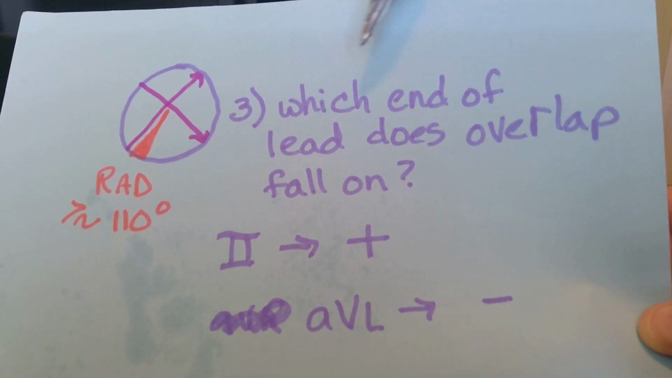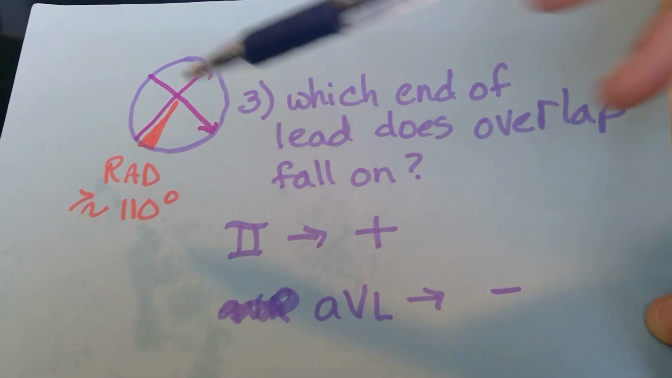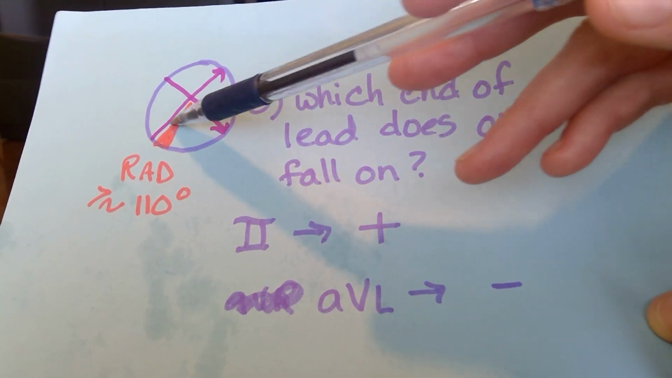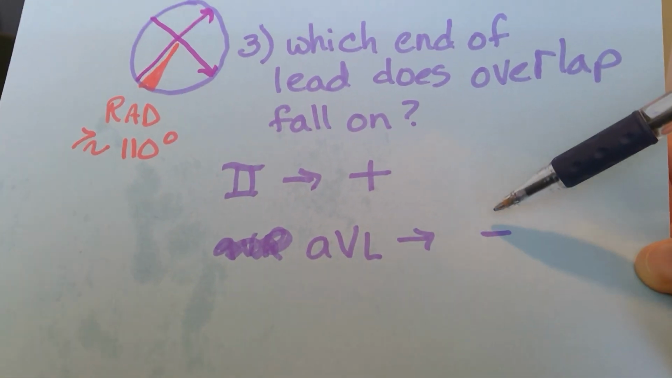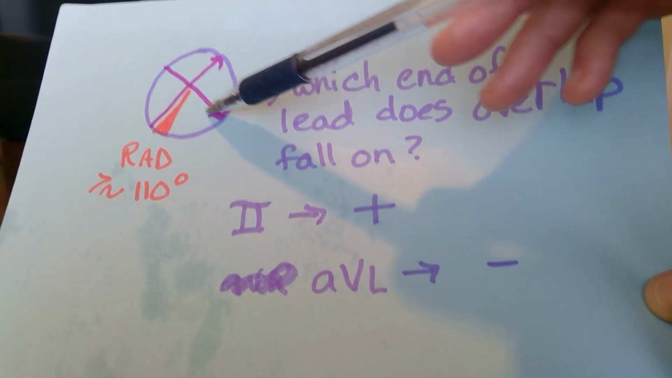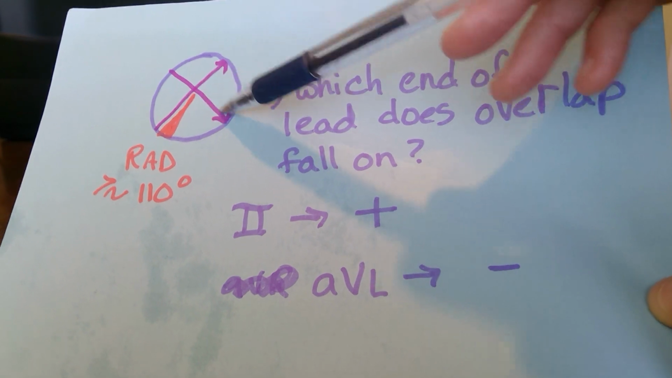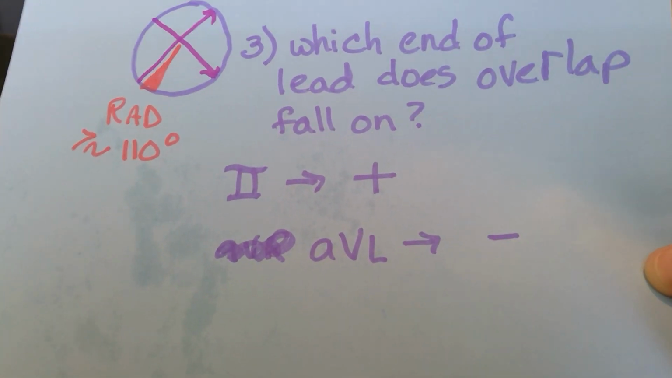Now step 3, which end of the lead does the overlap fall on? Well, clearly for AVL, it's on the negative side of AVL. So that would be a negative deflection. For lead 2, it is on the positive side of lead 2. So that would be an upward or positive deflection.